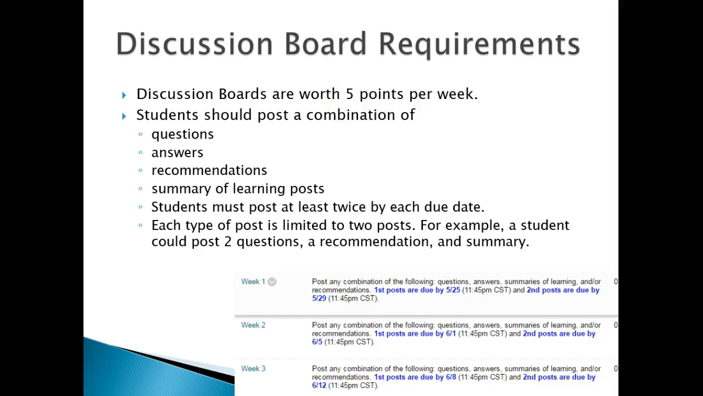So 4 posts per week. But here's what the posts can be. They can be any combination of questions. For example, I don't understand how to answer question, problem 1-5A.